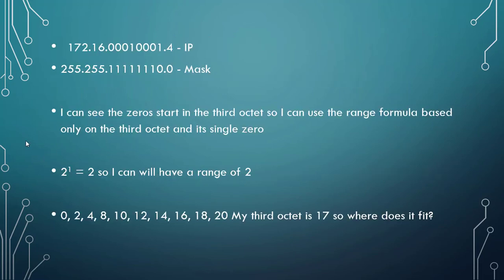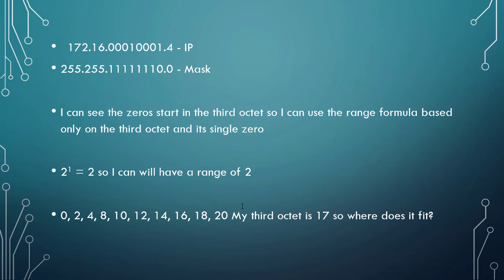So in this one, I'm using the first formula. So again, we're dealing with the third octet. And remember, in the first one, we kind of skip the fourth octet. So we see the 0 starting in the third. So we're going to do a range formula based only on the third octet. So there's only one 0, so it's 2 to the 1. So with 2 to the 1, I can then have a range of 2. So I would have 0, 2, 4, 8, 10, 12.